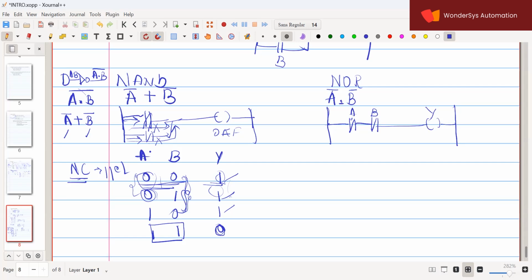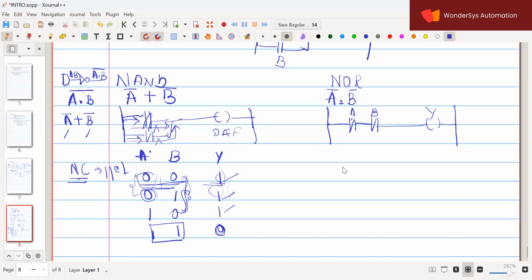Understood? Okay, ma'am. Now we'll wind up today's session here. I want the ladder diagrams for XOR and XNOR gate. Please draw them and share them in the WhatsApp group. And I will give 2 more homeworks. I will share the questions in the group and try to solve them also. Is it okay? Guys, is it okay? Yes, ma'am.